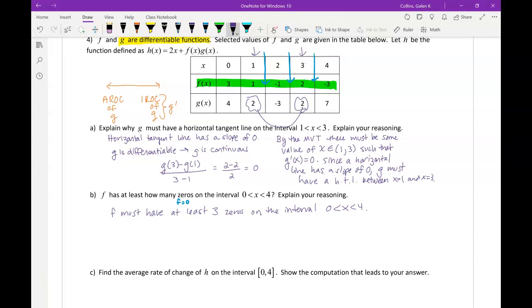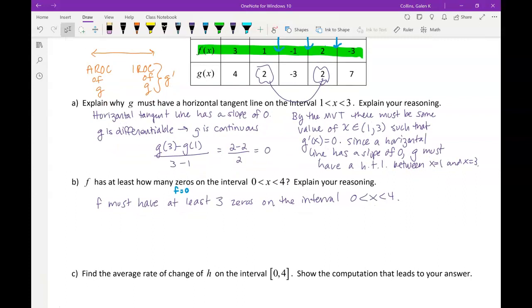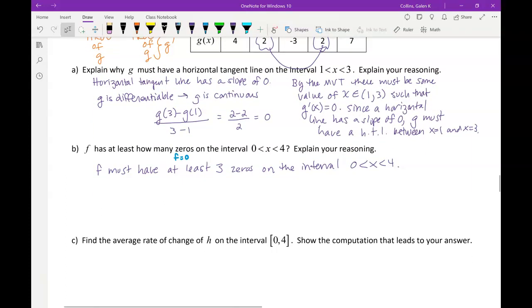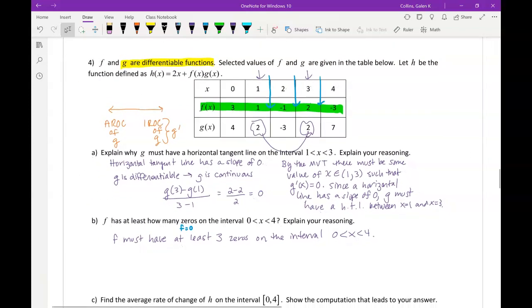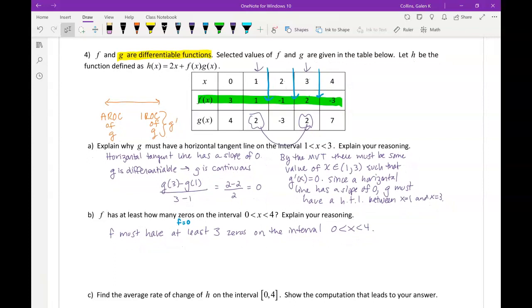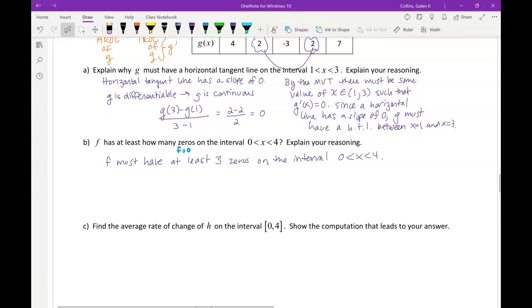All right, now we haven't explained our reasoning yet. And when it says explain your reasoning, we might show work, but that does imply that we're going to do some writing there. We said it's the intermediate value theorem that guarantees this. So remember, if I'm using the IVT, I must first establish the hypothesis. And we've not done that yet. We've only talked about the hypothesis in part A, and that was for g. So now I need to talk about f.